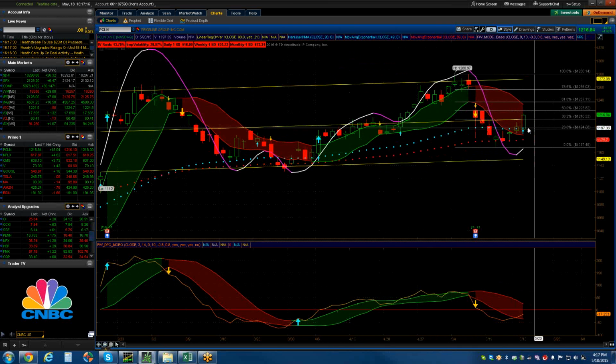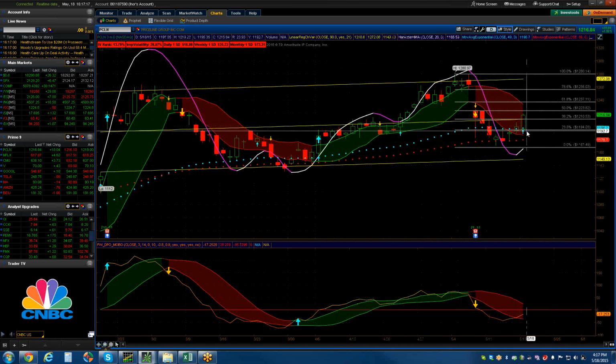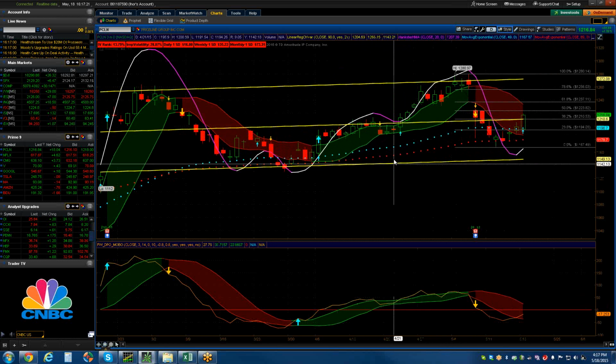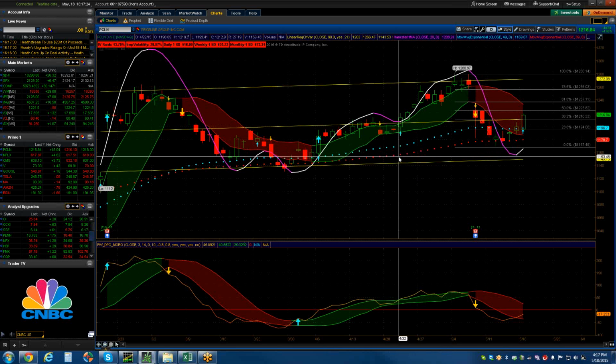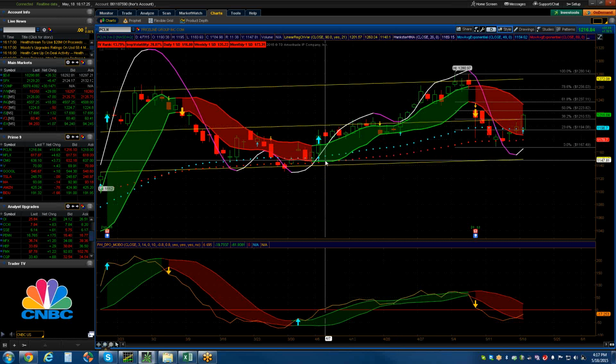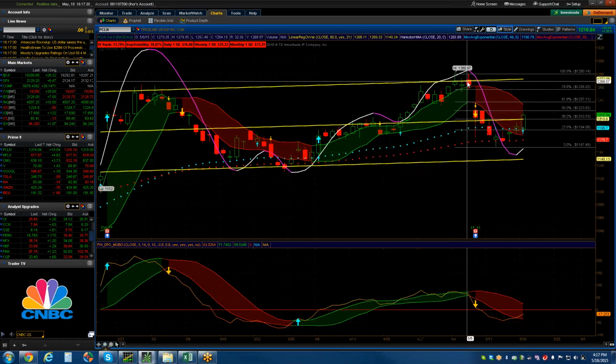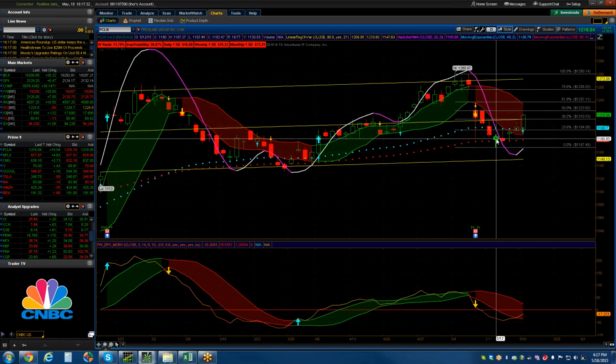The blue dotted line is the 49 exponential moving average. The red dotted line is the 89 exponential average. When the blue is above the red, it's bullish. This is a 3-month daily chart. Price peaked at the top of linear regression, missed earnings, pulled back down.